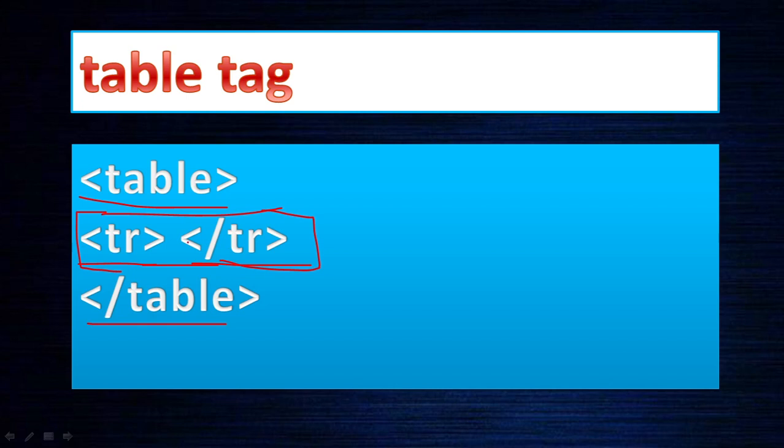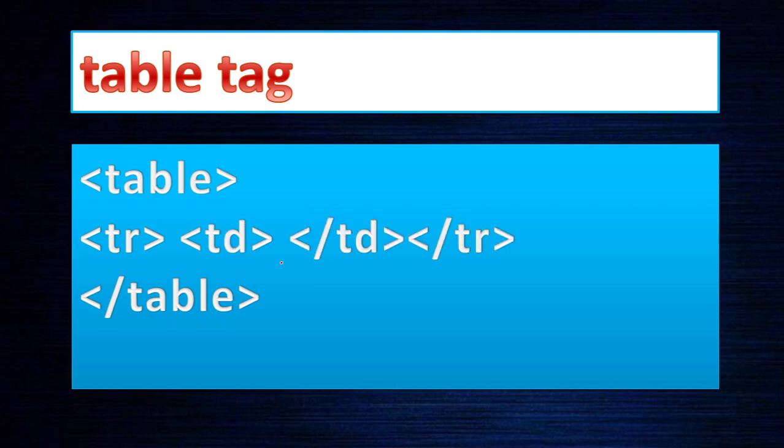For each row you have to write the same again and again. Then TD. In order to make the column, we have TD, table data. This is the first column data, so this indicates the first column. This is the first row, first column. TR is a table row, TD is a table data. Then close the data, and whatever you want to write should come over here. We'll see that.